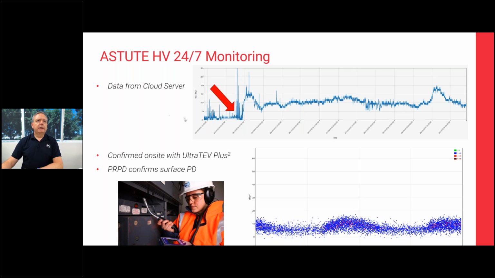Looking at the graph here, we can see we've got very low levels of activity happening, and then all of a sudden something starts happening. It sticks its head up, and we can inform the customer on that. We can go on site and we can confirm exact locations using the handheld equipment and confirm with the PRPD that we've got surface discharge occurring inside that cable box.